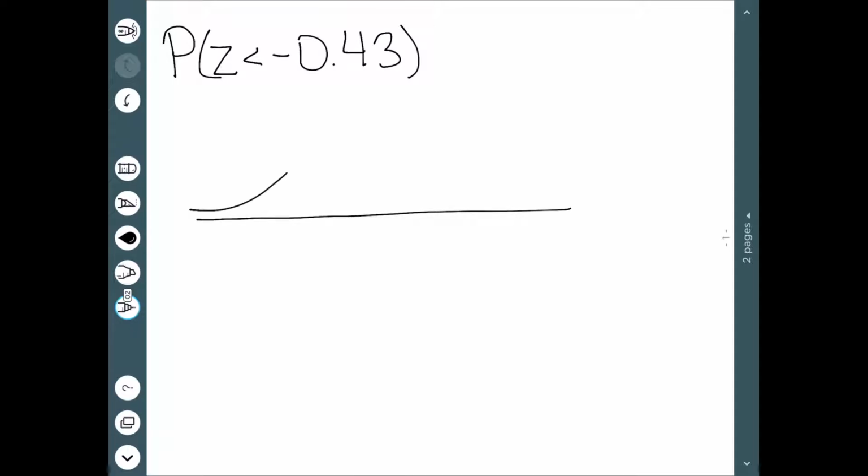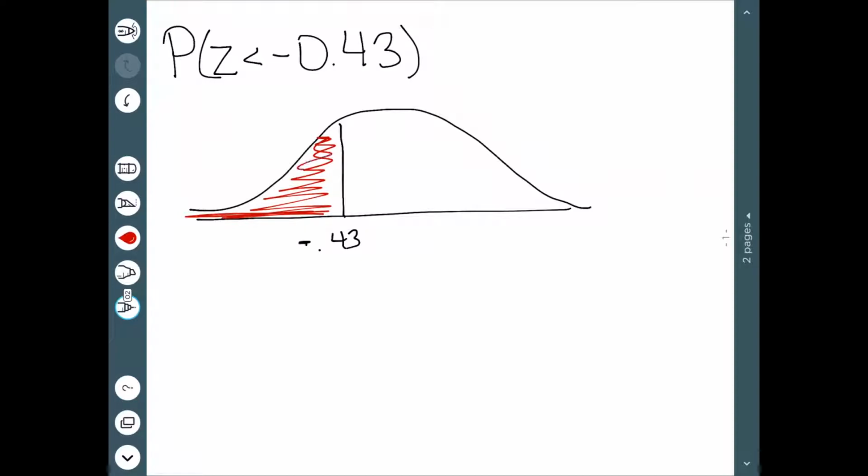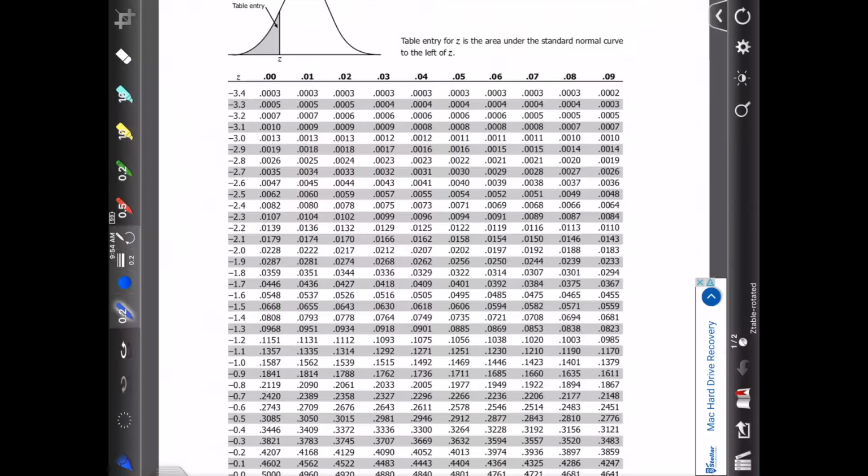So if I draw my curve, we have negative 0.43 somewhere in here. And we want to know the probability that z is smaller than this number. So all the numbers to the left. Now all we need to do is move to our z-table and look up negative 0.43.